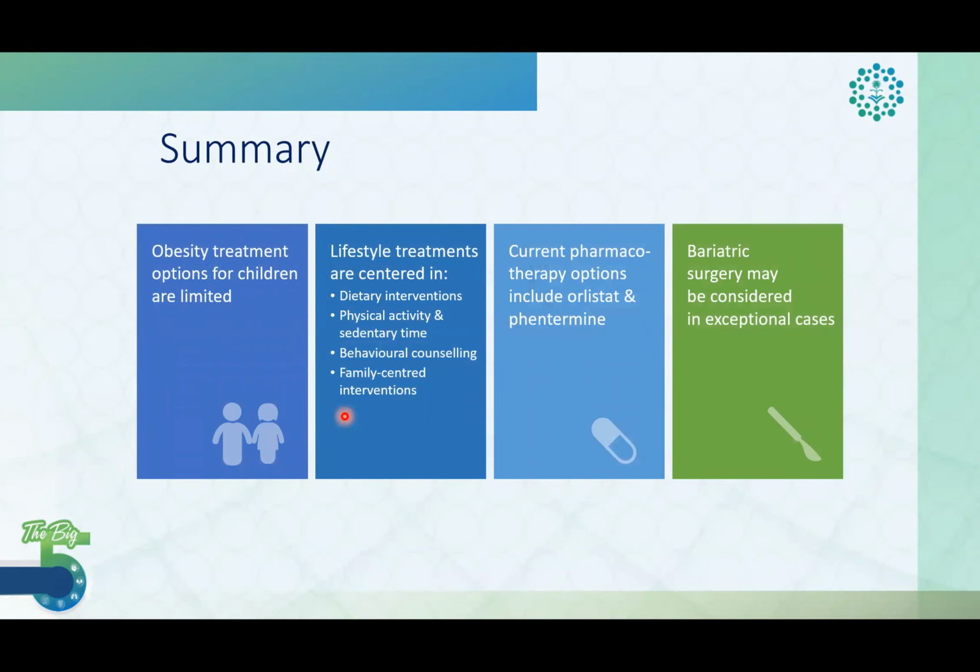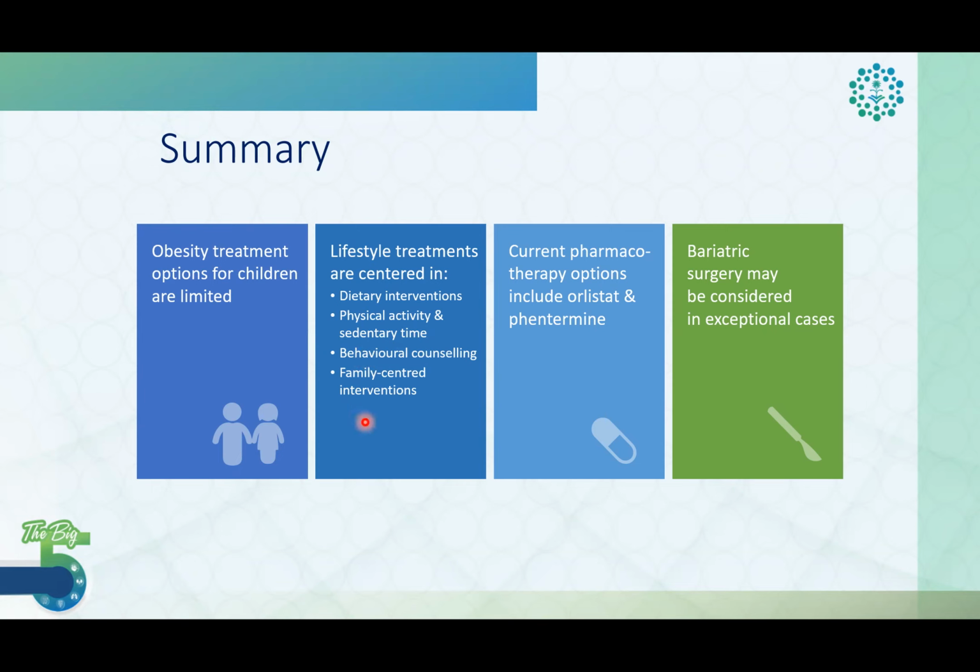To summarize my presentation, obesity treatment options for children and adolescents are limited. Of course, pharmacological options for obesity and type 2 diabetes are still limited, not like in adults. And as I mentioned, dietary intervention, physical activity, and avoiding a sedentary life are the major therapy and major interventional therapy for children and adolescents with obesity and type 2 diabetes. We have to do behavioral counseling.